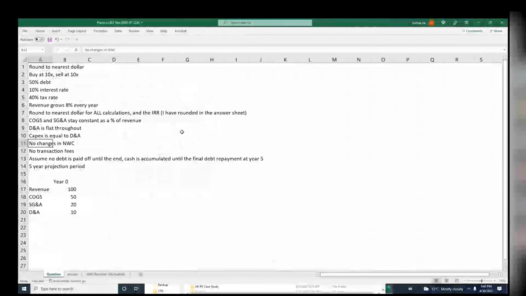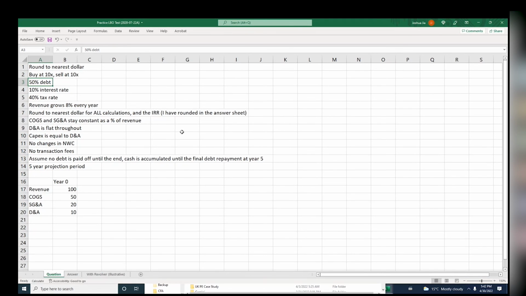It's like, buy whatever, 50% debt. I didn't even use a multiple. There are no transaction fees, there's no net working capital, CapEx equals D&A, D&A is flat. It's really simple, with all margins constant and a constant revenue growth rate.